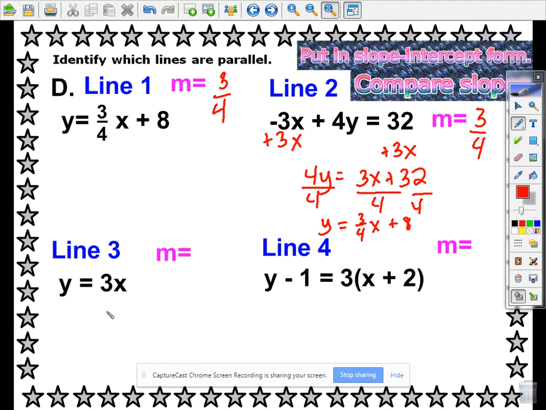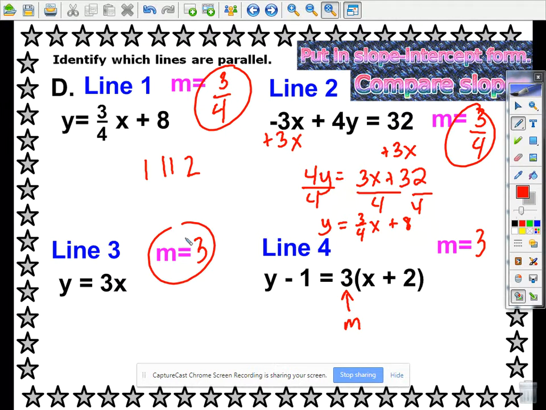Line 3 has a slope of 3. And line 4, there's my slope there in point slope form, so it also has a slope of 3. So we can see that lines 1 and 2 are parallel, and we can see that 3 and 4 are parallel because they have the same slope.